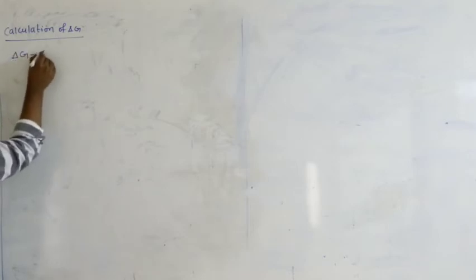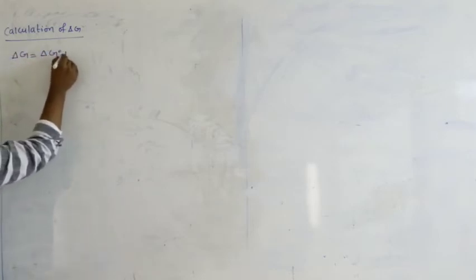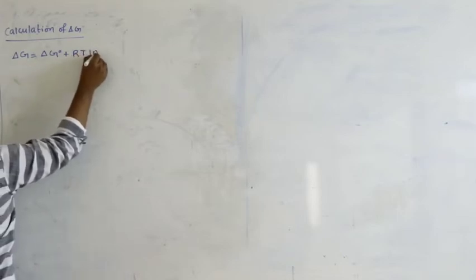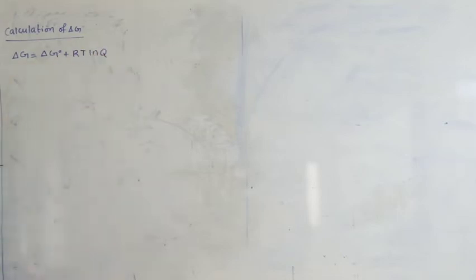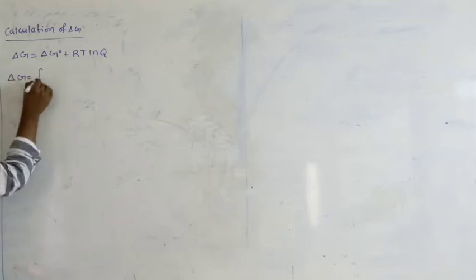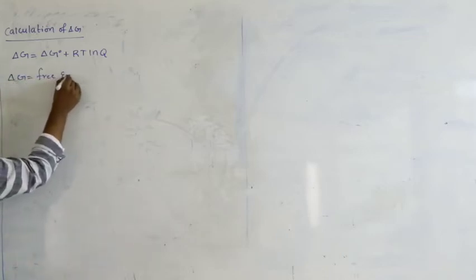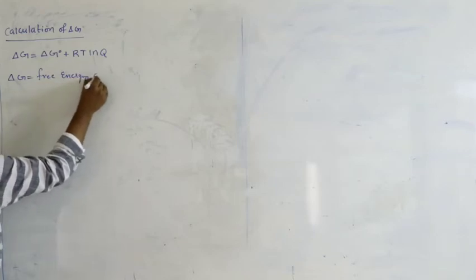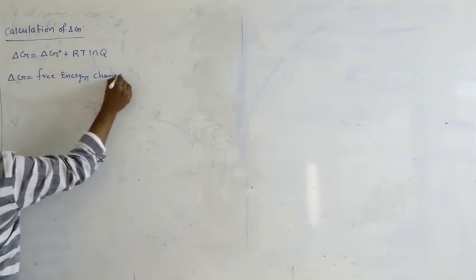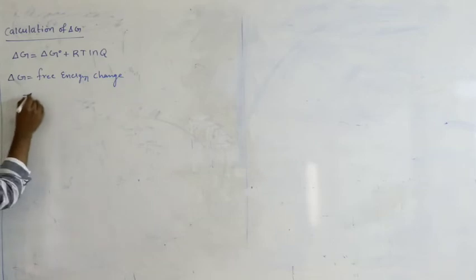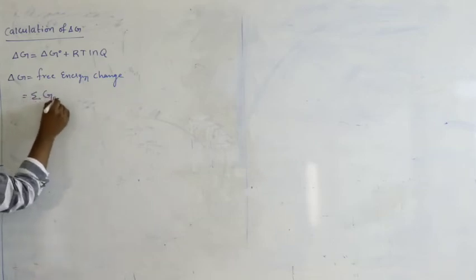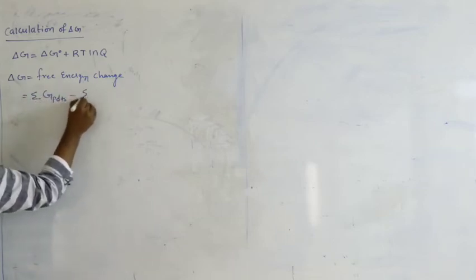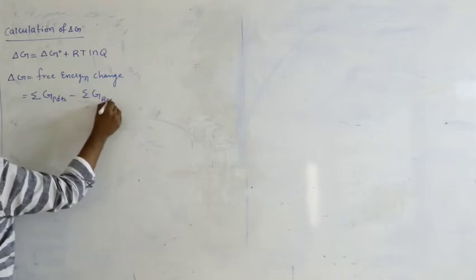So, delta G is calculated by this equation, where delta G is the free energy change, nothing but the sum of free energy of products minus the sum of free energy of reactants.